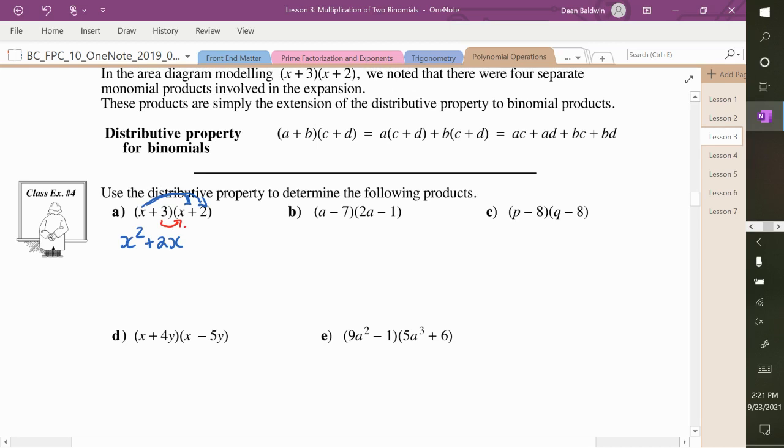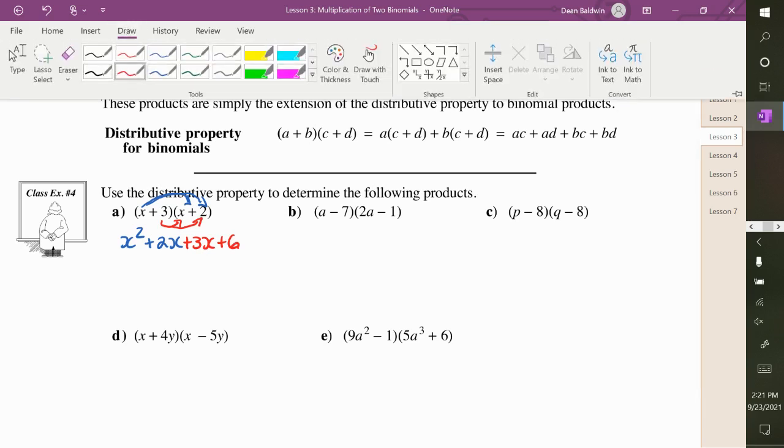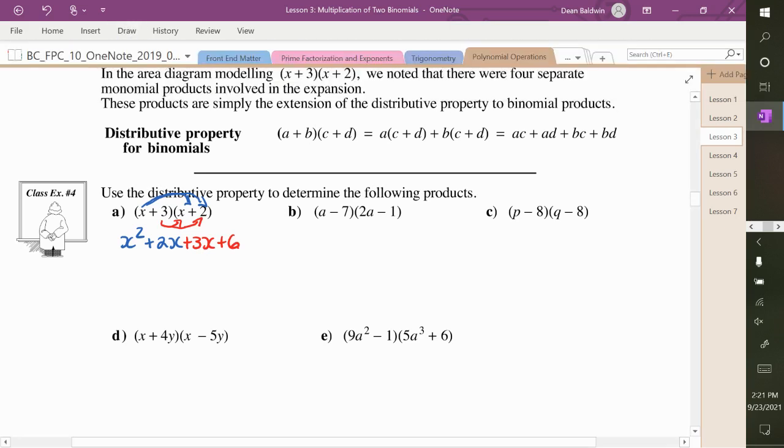Back here. And then the 3 gets multiplied by everything in the second bracket. So what's 3 times x? 3x. 3 times 2 is? Once you get to that point, what do you do? Collect all your like terms. You always collect your like terms. What are the only things that are alike in here? These two, 2x and 3x, to give me 5x plus 6. That's it.